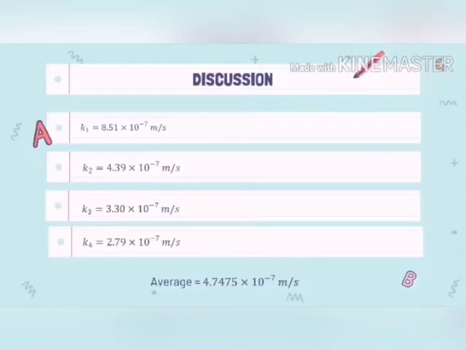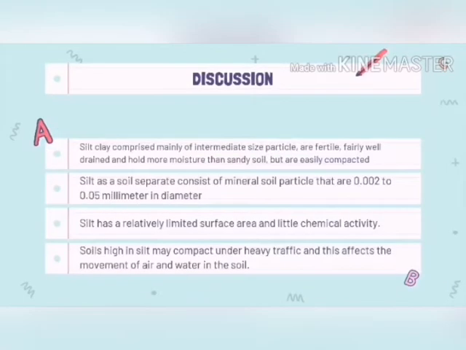So based off the average, the sample is classified as silt or silty clay. From here, we can conclude that silty clay, comprised mainly of intermediate sized particles, is fertile, fairly well drained, and holds more moisture than sandy soils, but is easily compacted.